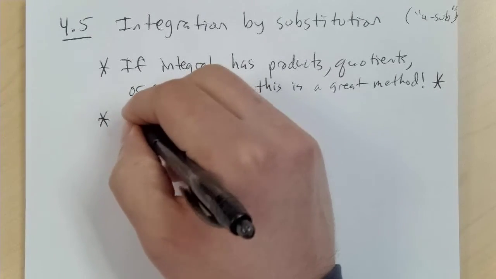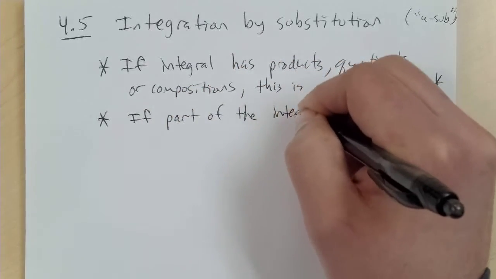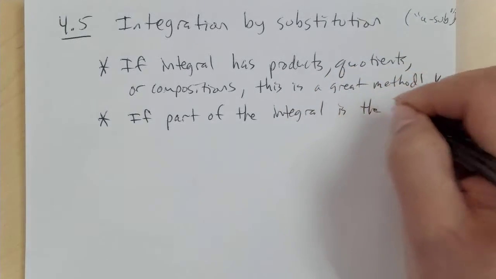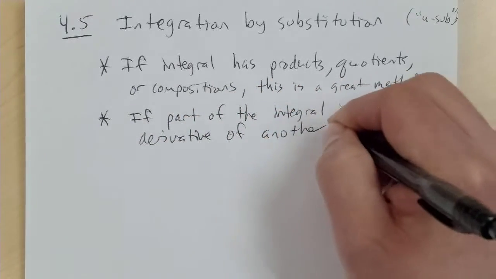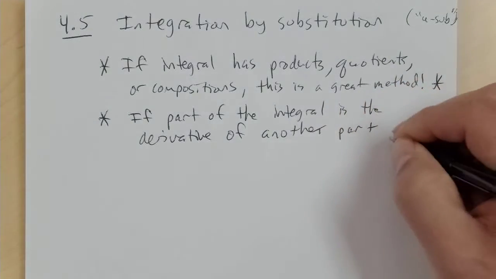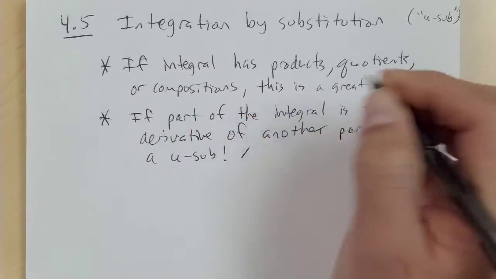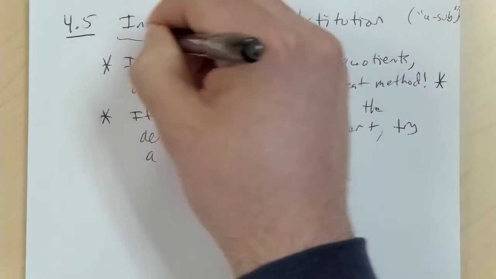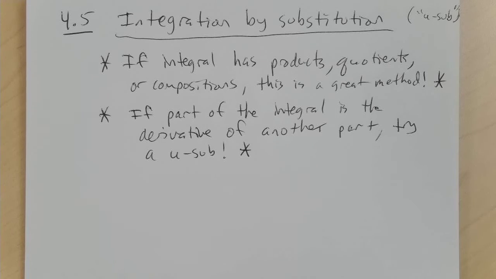If you see that part of the integral is the derivative of another part, again, try a u-sub. Try a u-substitution. Okay, so this is kind of the framework. So if we see more complicated integrals, if we see quotients or products or compositions, or if it just kind of jumps out at us like, oh, this happens to be the derivative of this part of the integral, definitely going to be a u-substitution problem.